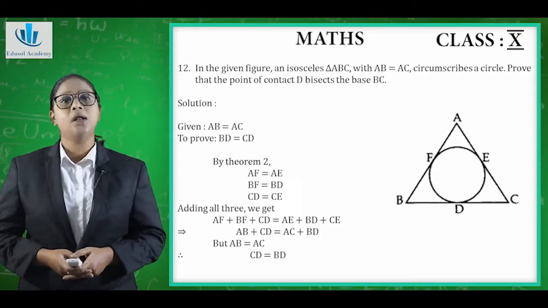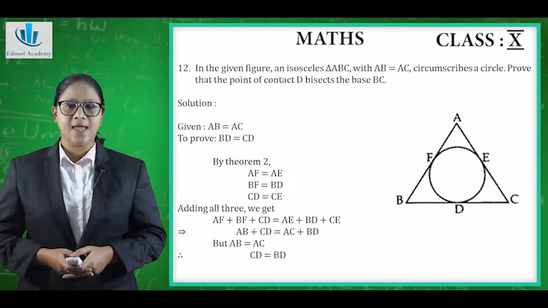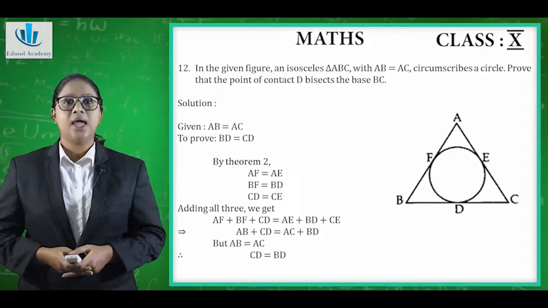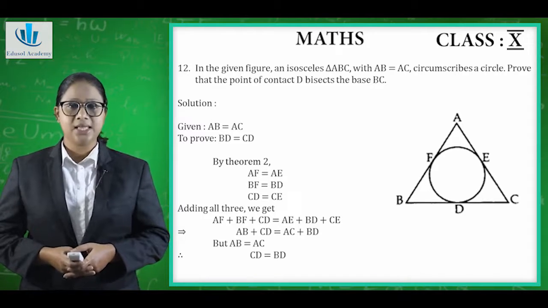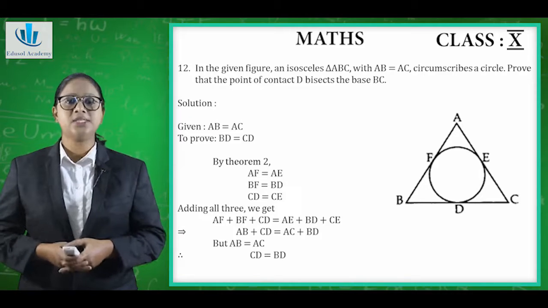Again, applying theorem 1, we may list all the pairs of equal tangents. So AF equal to AE, BF equal to BD and CD equal to CE. Now we may add all the three equations. So AF plus BF plus CD will come in the left hand side and AE plus BD plus CE will come in the right hand side. We can see that AF plus BF is equal to AB. So AB plus CD will become the LHS and AE plus CE is equal to AC.